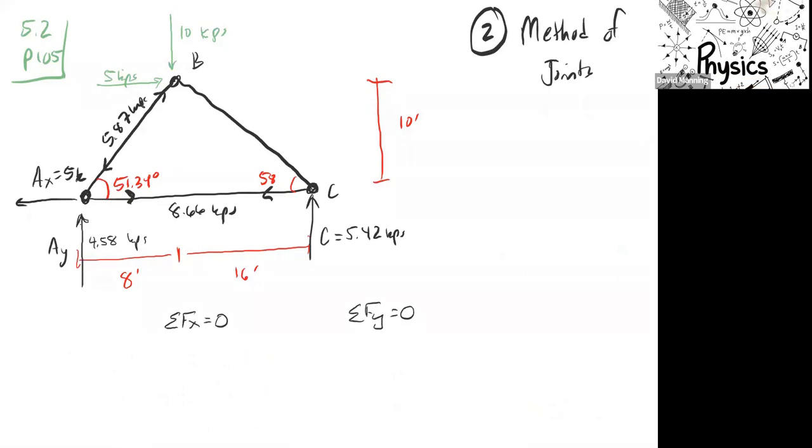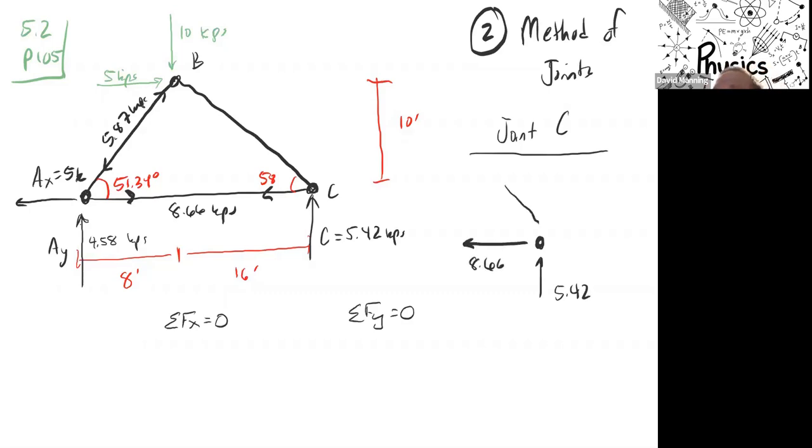All right, so we did joint A. Now we're going to do joint C. We could do joint B if we want to, but we don't really need to. Joint C will be easier. So we do it again. We draw it. 5.42. We know that this is going to the left, 8.66. And we have BC.